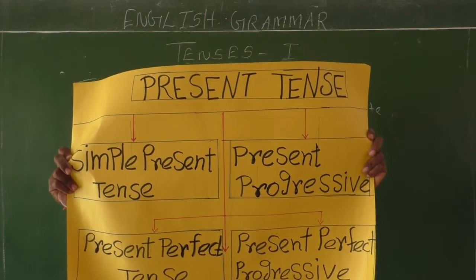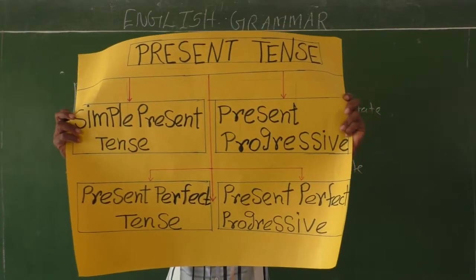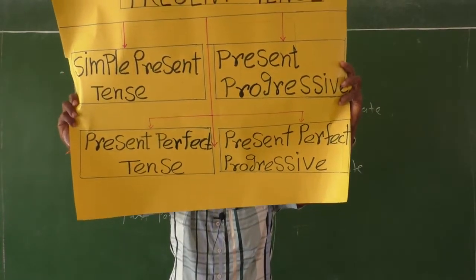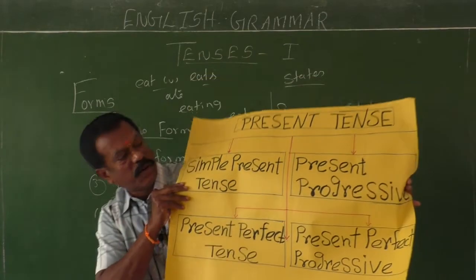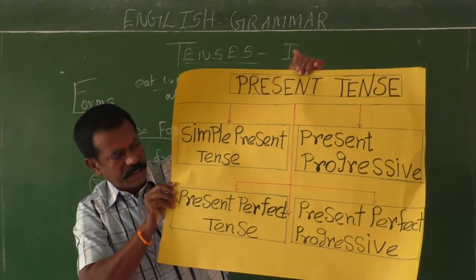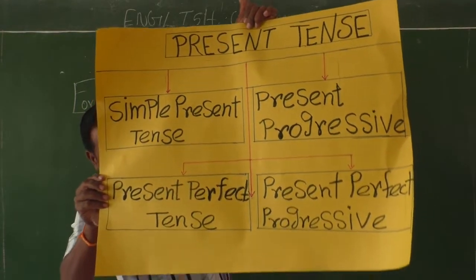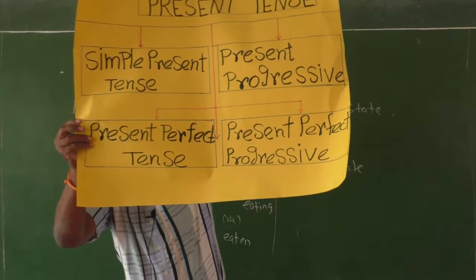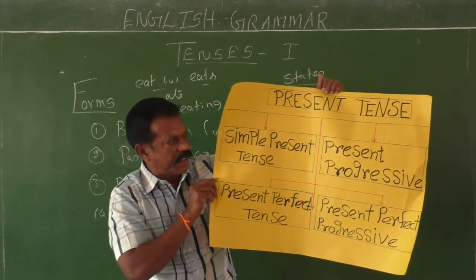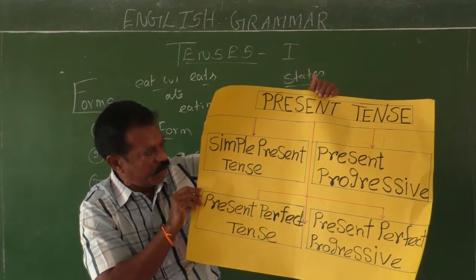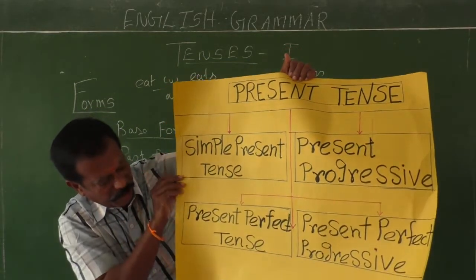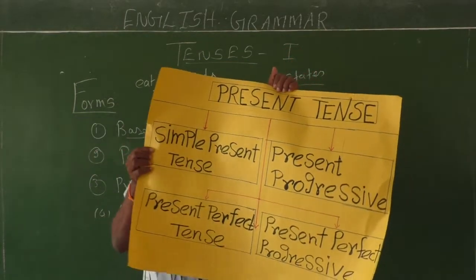This present tense is further classified into simple present, present progressive, then present perfect and present perfect progressive. So these four are the family of the present tense: simple present tense, then present progressive or present continuous, then present perfect and then present perfect continuous. These are the classifications of the present tense.